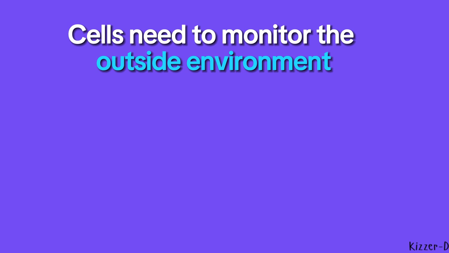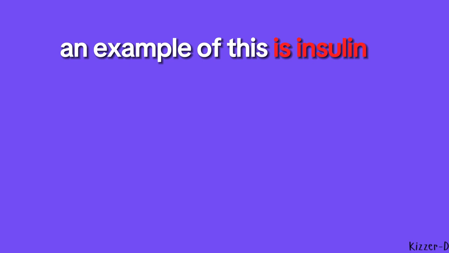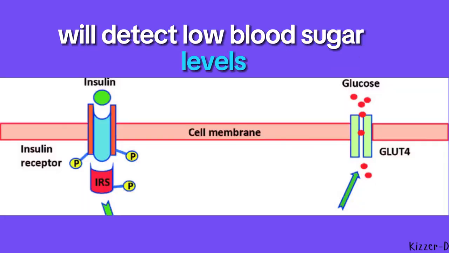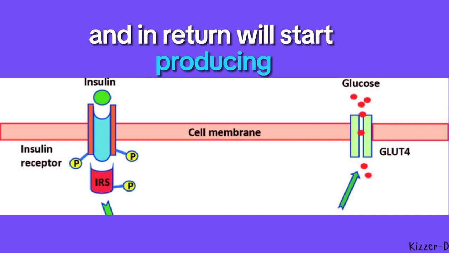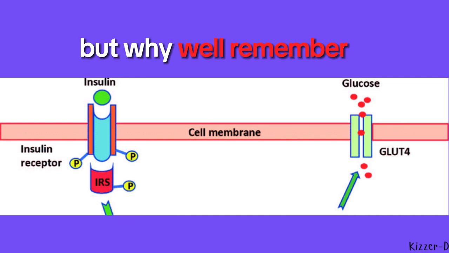And secondly, cells need to monitor the outside environment to keep up with demand or slow processes down. An example of this is insulin. Beta cells in the pancreas will detect low blood sugar levels and in return will start producing and releasing insulin into the bloodstream. But why?